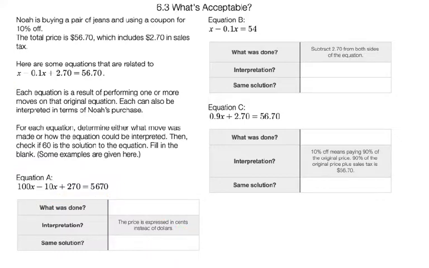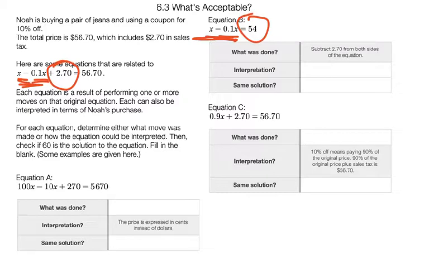And we have x minus 0.1x is equal to 54. Well, wait a minute. I've got x, and I have 0.1x, and I'm subtracting those right there. Well, what happened to the $2.70? I don't see it over here.